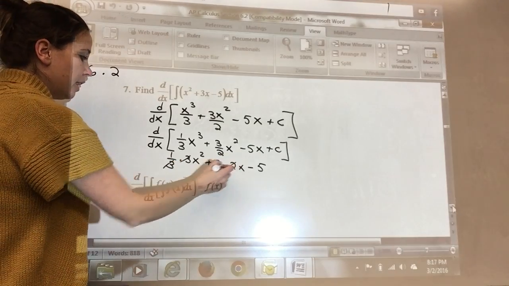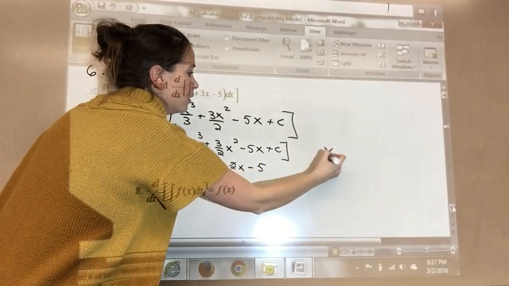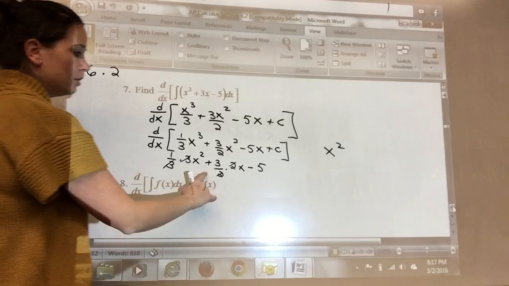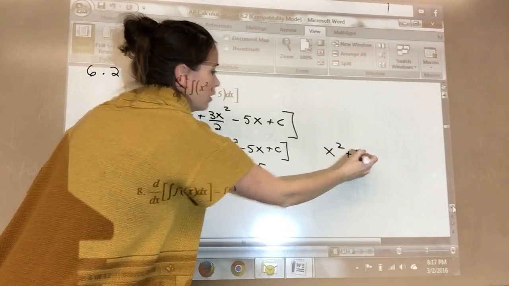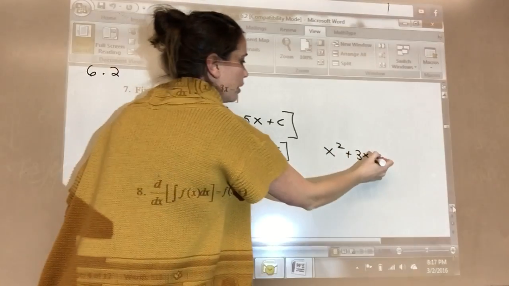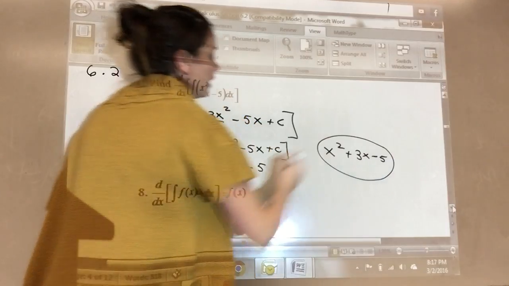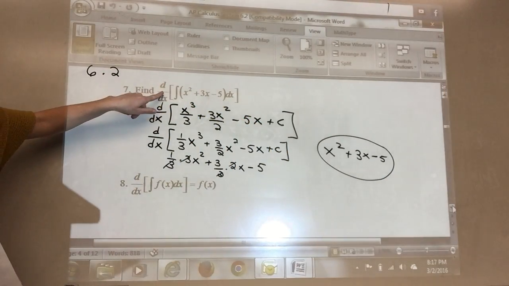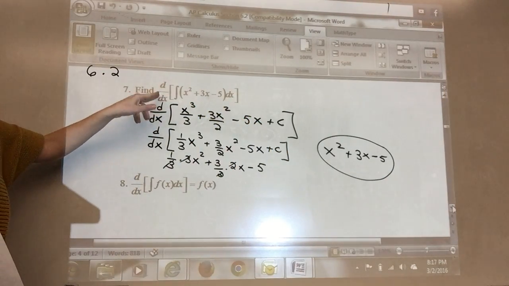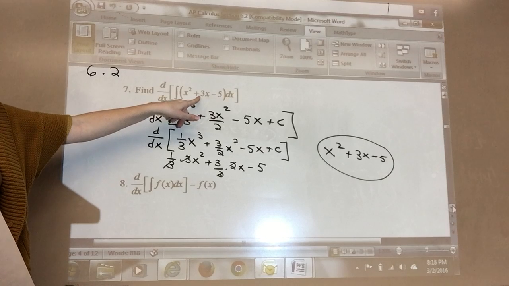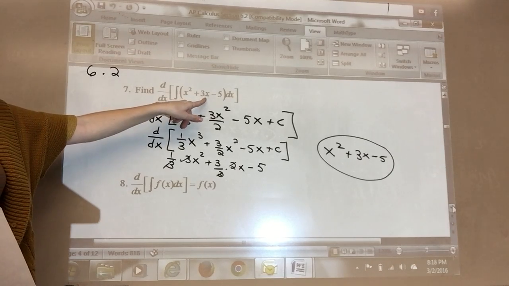We end up getting here x squared plus 3x minus 5. And if we take a second and look, the derivative and the integral have undone each other, leaving our integrand x squared plus 3x minus 5.